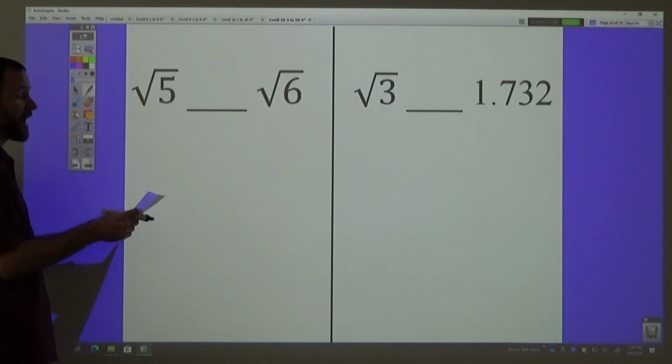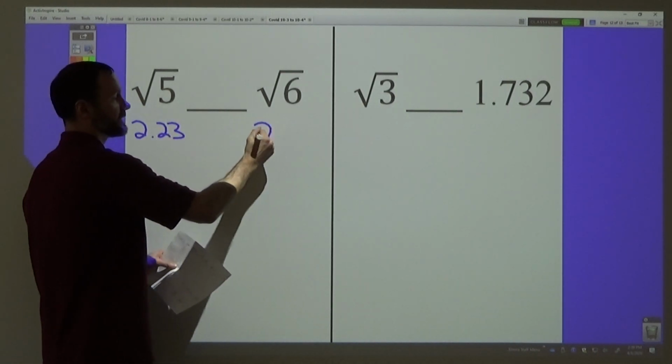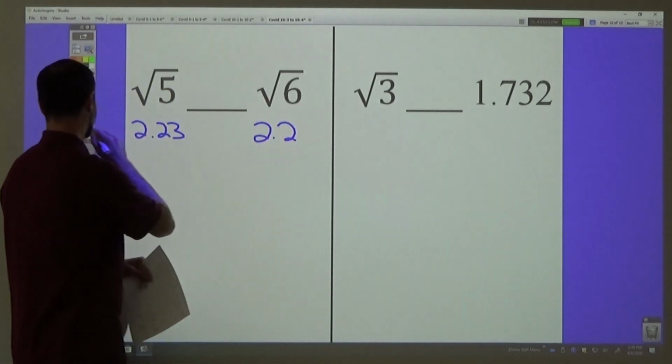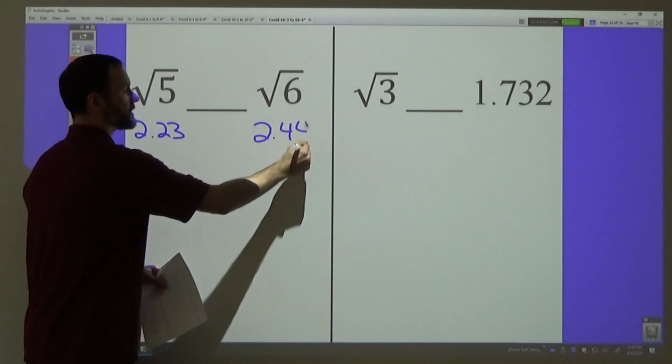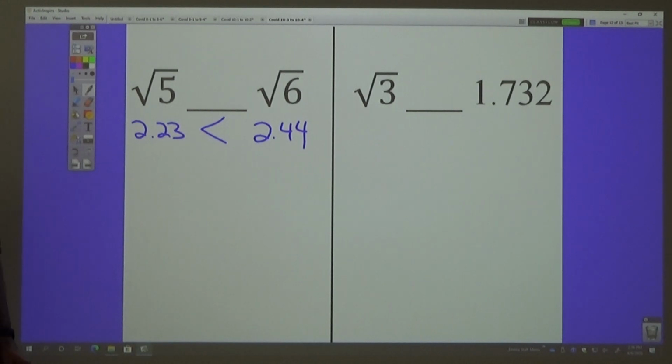Radical or square root of 5 and square root of 6. Square root of 5 is 2.23 approximately. Square root of 6 is 2.44 or $2.44 approximately. $2.44 is bigger, so it's less than.